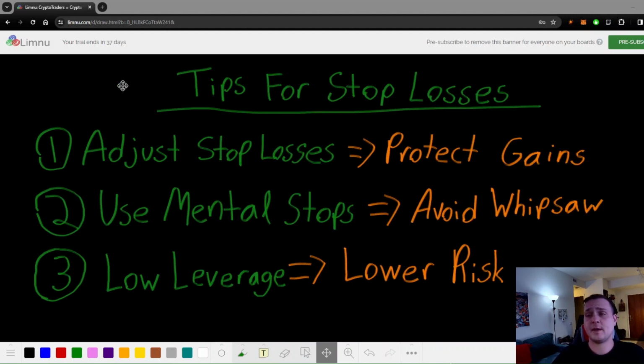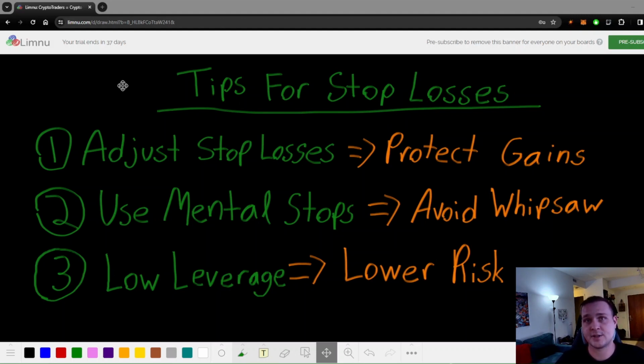And we'll finish up here with some tips for using stop losses. So firstly, you're going to want to periodically adjust your stop losses. For example, if you're in a long position and you've hit two of your price targets, you would definitely want to move your stop loss up, probably to entry or maybe even up to your first price target, just to protect the gains that you've had on that trade.